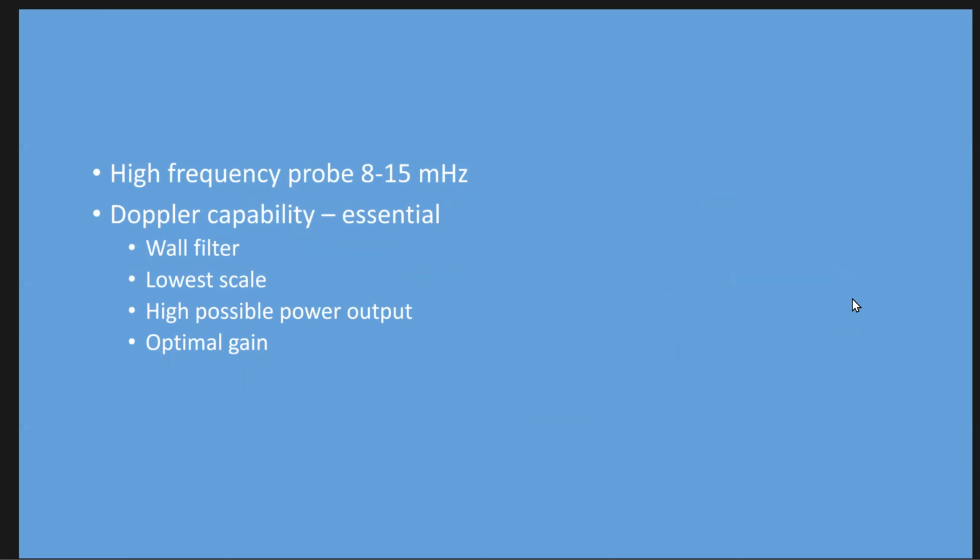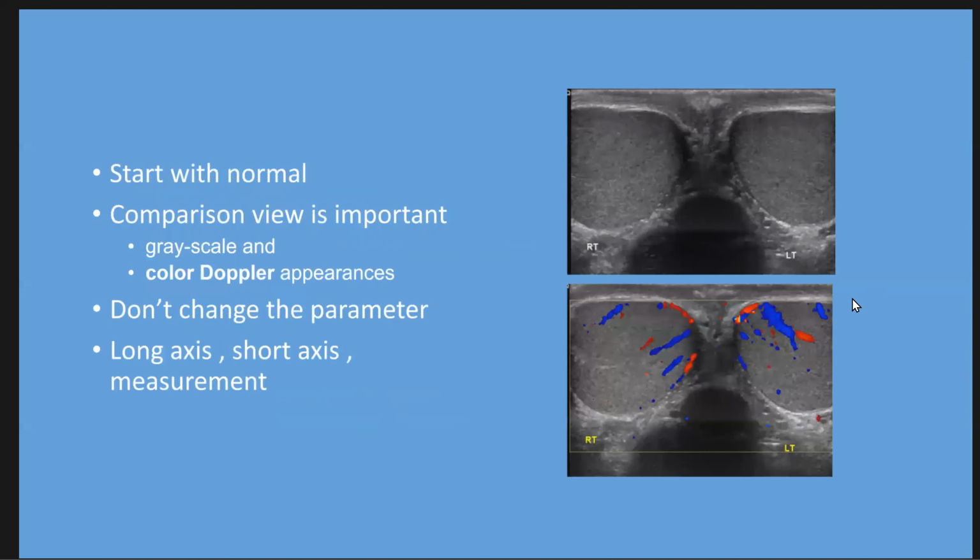As I said before, a high frequency linear array probe from 9 to 15 megahertz. Doppler capability is essential with low wall filter, lowest scale, highest possible power output and optimal gain.